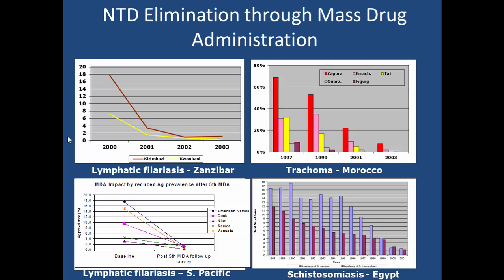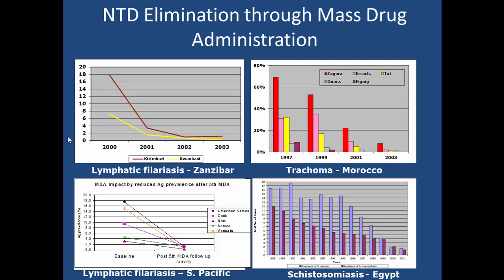These programs actually have been shown to work. They are effective, and you can see here these are some very old studies that were done in the initial stages, and it actually does show that you get these nice reductions in the infectivity of lymphatic filariasis in Zanzibar and South Pacific. Schistosomiasis was essentially eliminated from Egypt.